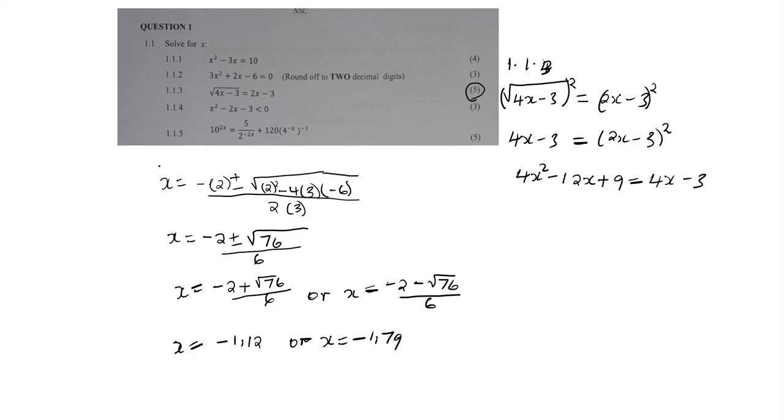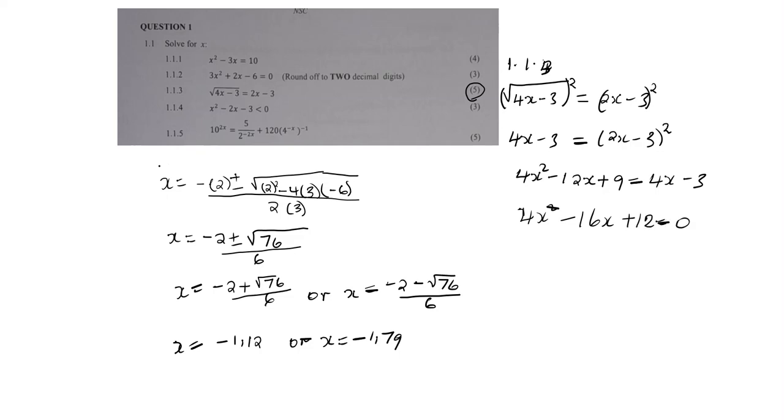The reason why I've swapped the sides is because I want the exponent 2 to be on the left-hand side so that it becomes easy for me to solve. Then from this we'll have 4x squared. Then we'll say negative 12x. We try to group the like terms. Negative 12x minus 4x, which gives us negative 16x. Then we say 9 plus 3, which gives us positive of 12. We equate everything to 0.